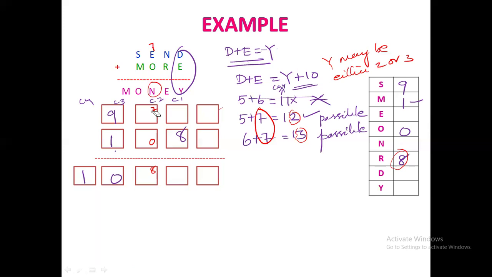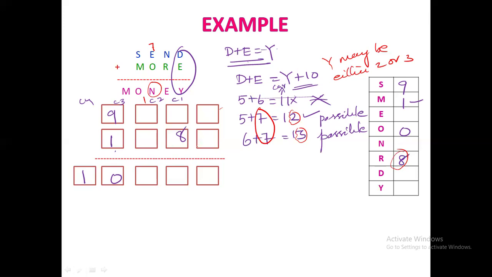Why it may not be the choice? 7 plus 0, if you are adding one more carry, you are getting 8. This 8 is for n. Already 8 is present for R, so this may not be the choice. So we have to find out the alternative value for this. So 7 we cannot take. So where we have to put the 7? We have to substitute 7 somewhere, no?